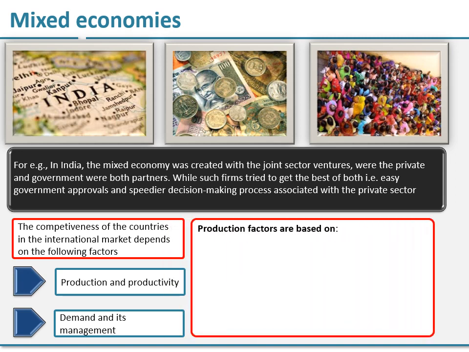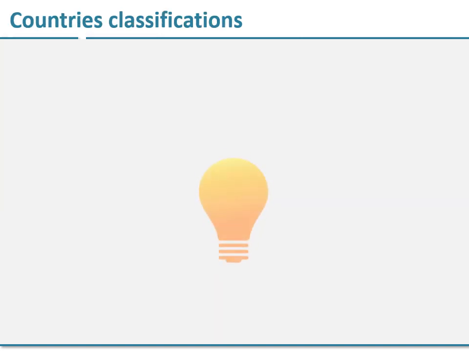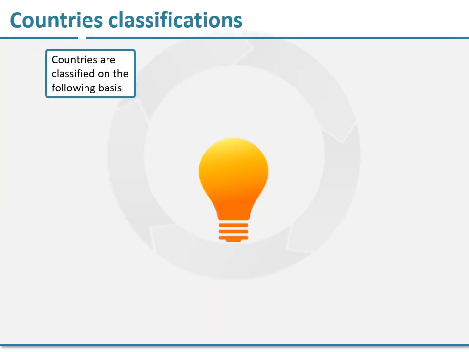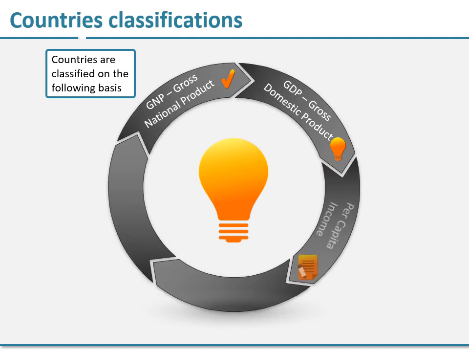Production factors are based on capital resource, human resource, information resource, infrastructure, physical resource, management. Here are the countries' classifications. Countries are classified on the following basis: GNP, Gross National Product; GDP, Gross Domestic Product; per capita income; quality of life or lifestyle; purchasing power.